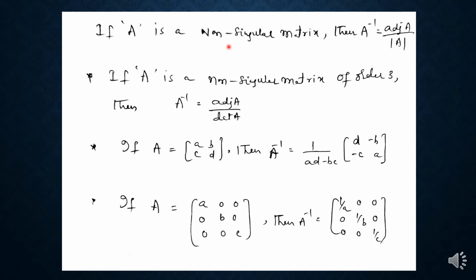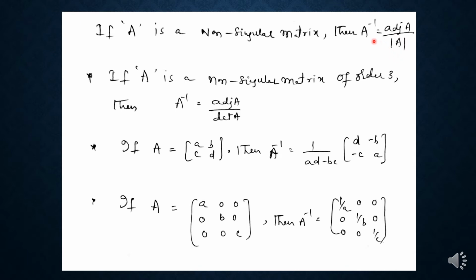If A is a non-singular matrix, meaning if the determinant of A is not equal to 0, that matrix is called a non-singular matrix. At first, to find the inverse of a matrix, it should be confirmed that the given matrix is non-singular. If it is a singular matrix, simply we can write A inverse does not exist. After confirming it is non-singular, the formula for A inverse is equal to adjoint A by det A.